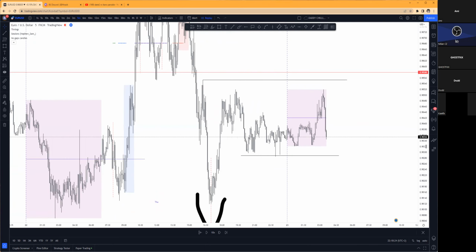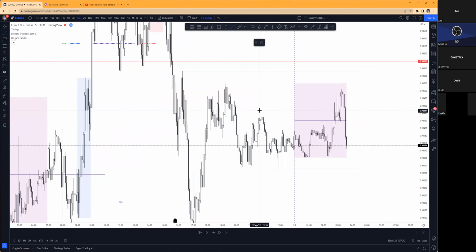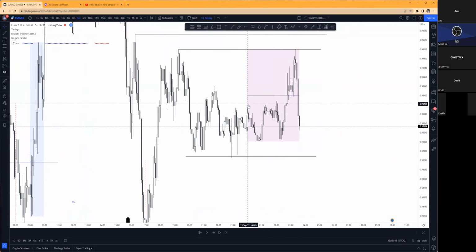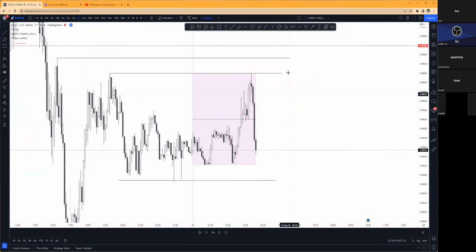This is external. We also swept this internal. It's 5 minutes, so it's not a small liquidity, okay? And we just made equal highs. I'm not sure why. Okay, whatever. And let's just play it till Frankfurt open.